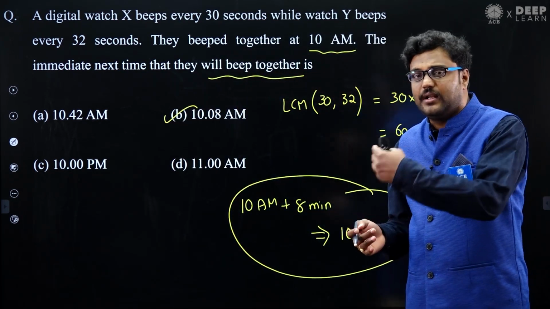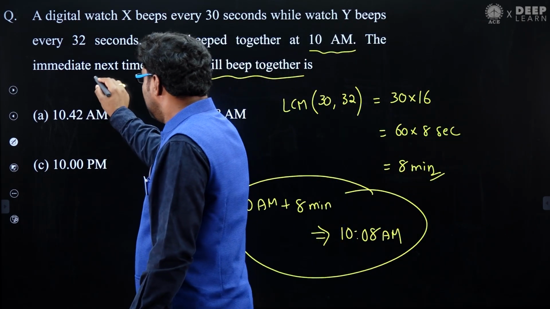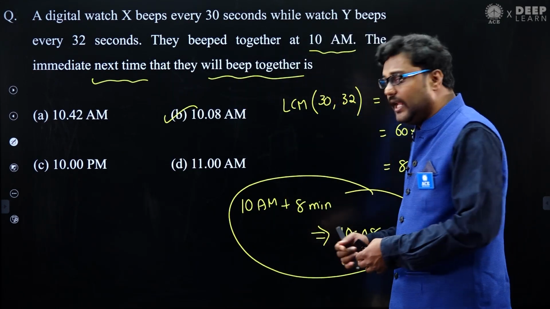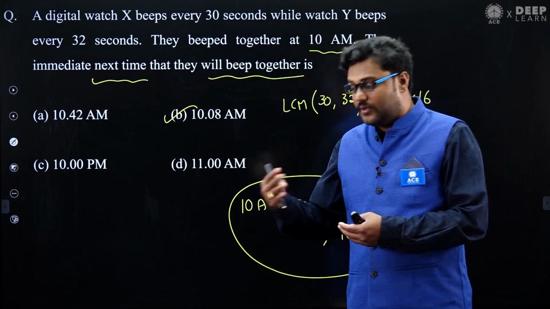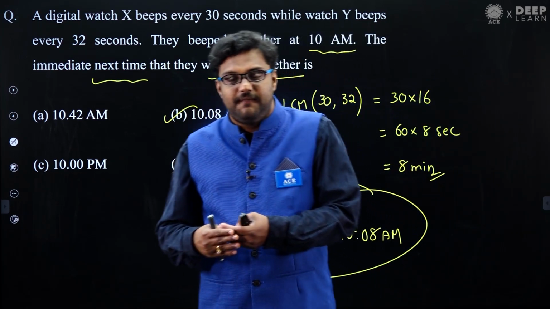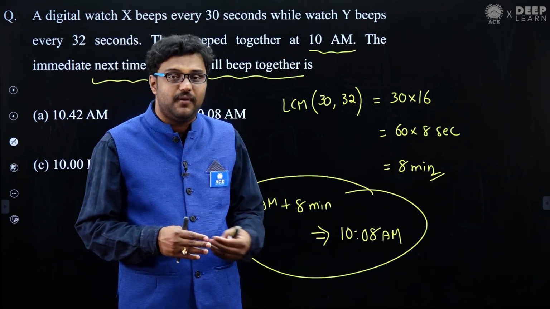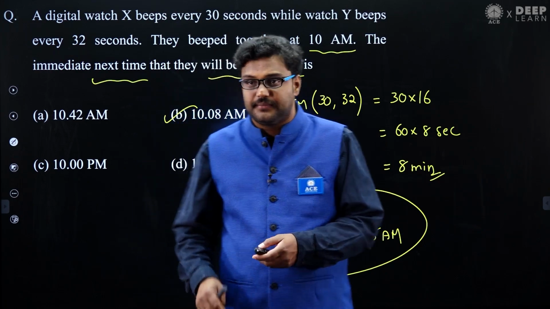Then again, at what time will it beep together next? They are asking for the immediate next time. So yes, next at 10:08, next one is 10:16, next 10:24. If they ask the third time, first time is 10:08, second time is 10:16, third time is 10:24, fourth time is 10:32. Like that you have to proceed. Got it? Very good.